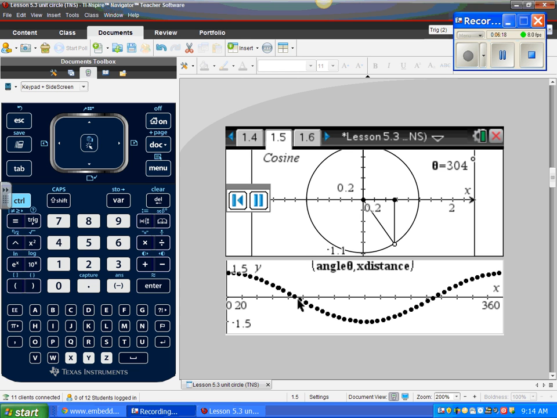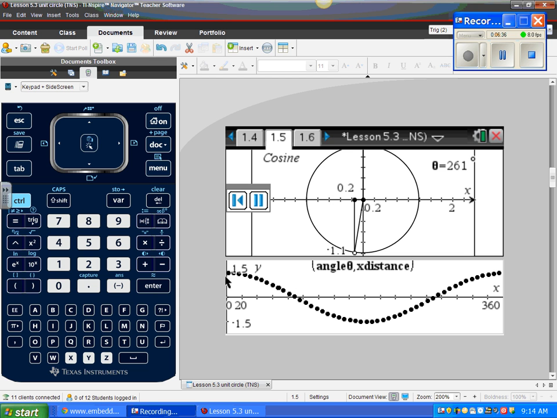How many degrees is that? 90 degrees. So at 0 degrees, it's 1. At 90 degrees, it's 0. What's this? -1. When? At 180. Very good. When is it 0 again? 270, and then back to 1 at 360.